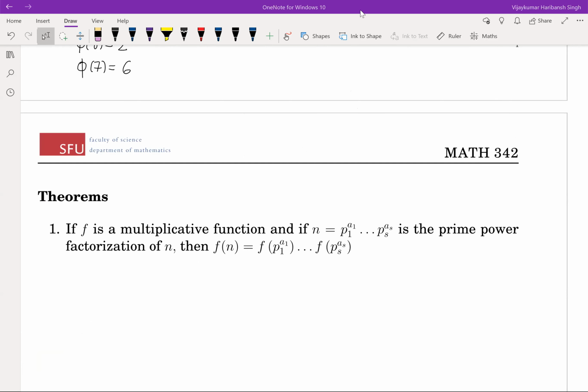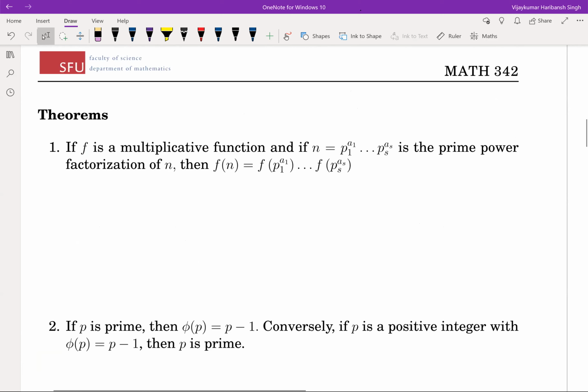Before that, let's see the properties which are applicable to all multiplicative functions. One of them is the following. Let f be a multiplicative function and let p1 to the power a1 dot dot dot ps to the power as be the prime power factorization of n. Then f of n is f of p1 to the power a1 times dot dot dot times f of ps to the power as.